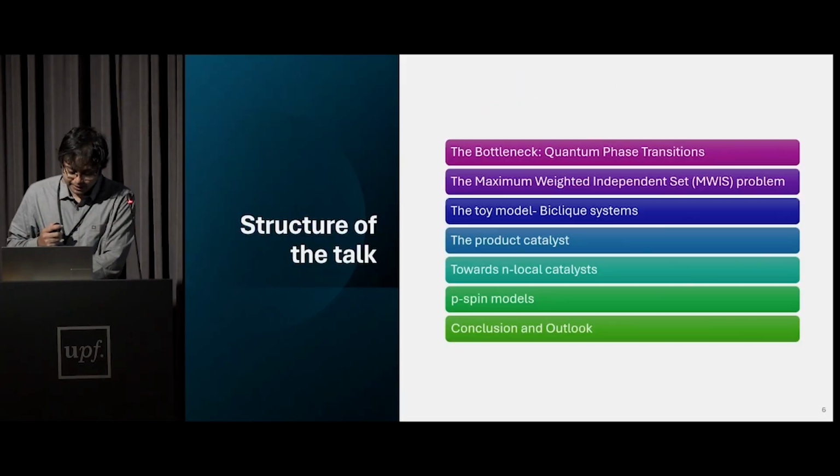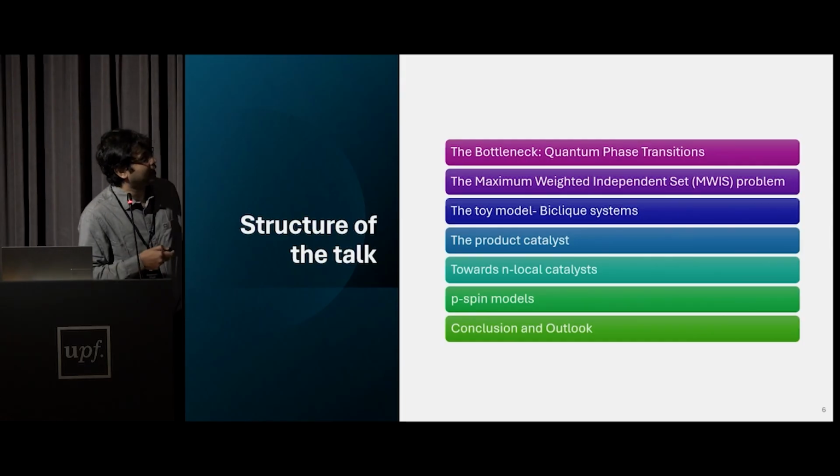So with that, let me begin my talk. This is the structure. I will start with talking about the bottleneck first, just a recap of quantum phase transitions. Sure, it's not the only bottleneck, but this is the most important bottleneck. Then I'll talk about the maximum weighted independent set problem, which is what I'm going to focus on.